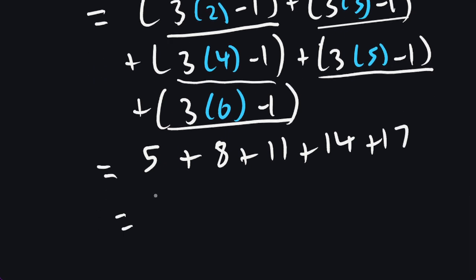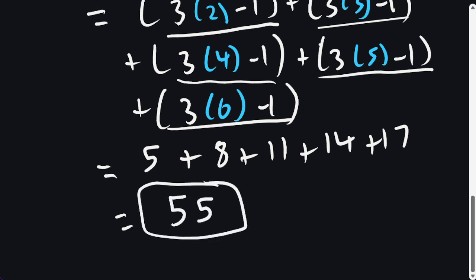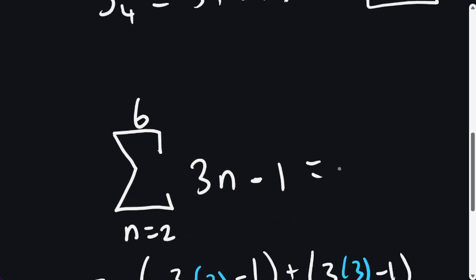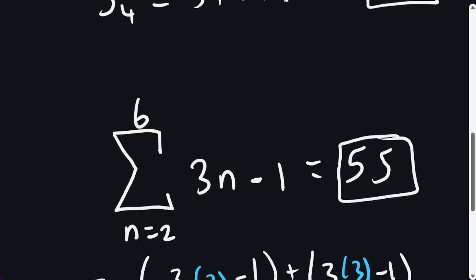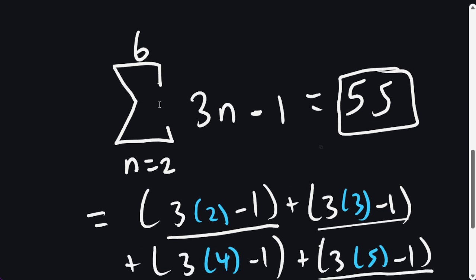We can add up all these, so 5 plus 8 is 13. 13 plus 11 is 24. 24 plus 14 is 38. And 38 plus 17, 55. There we go. And that's how we evaluate the sigma right here. This equals 55. And this is also just the partial sum of terms 2 through 6, where the formula of the sequence is 3n minus 1.